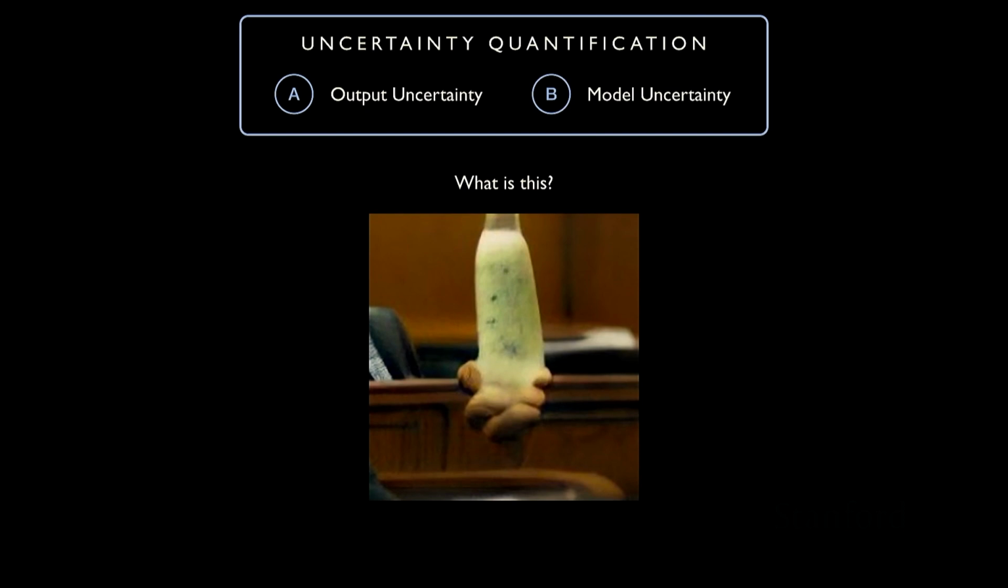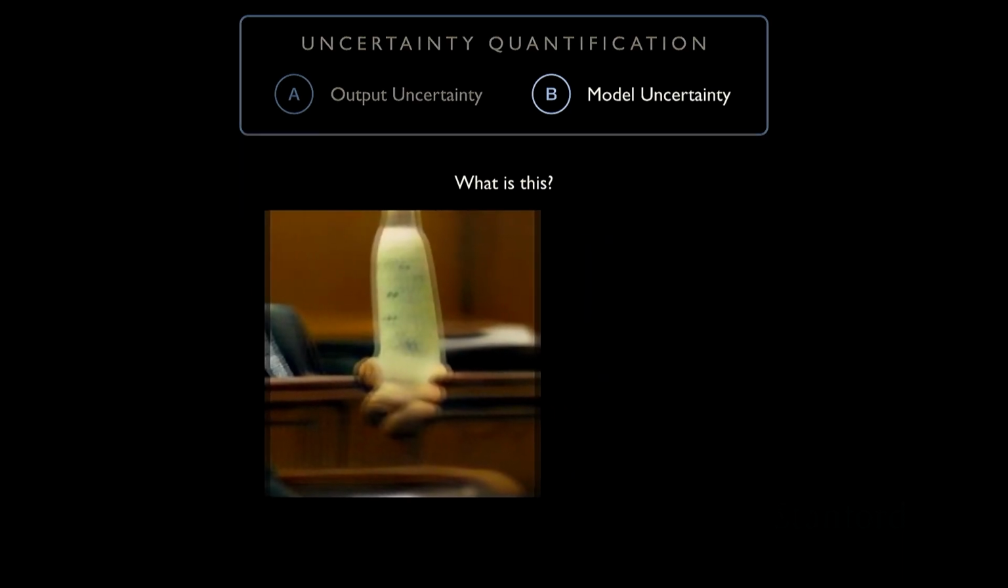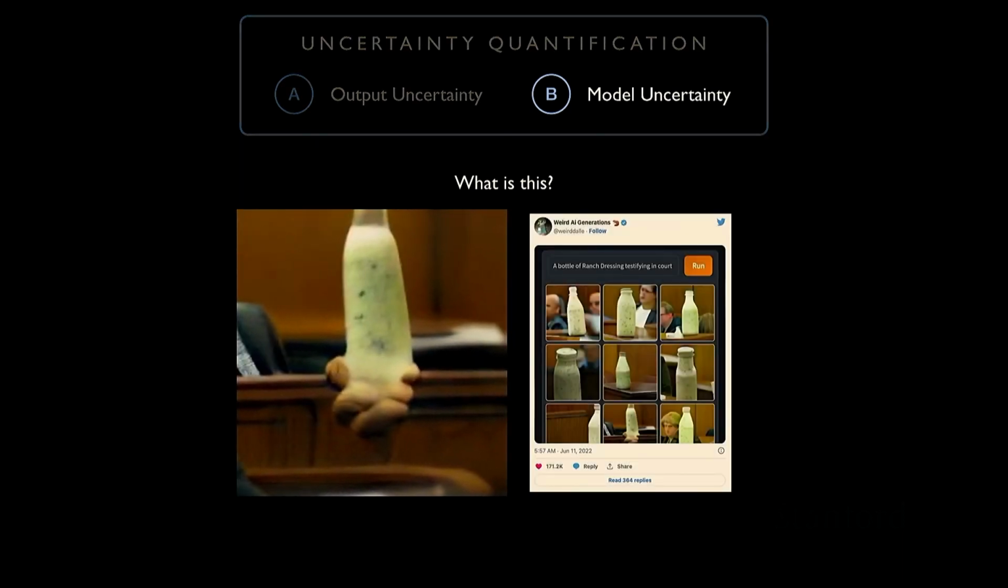Okay, that's kind of the point. So you guys don't have an internal model for what this is. It turns out that this is a picture from the early days of image generation, early days being, I guess, 2022, where this was like DALL-E, and someone asked it to generate a photo of a bottle of ranch dressing testifying in court. So that's what this is supposed to be, I guess.